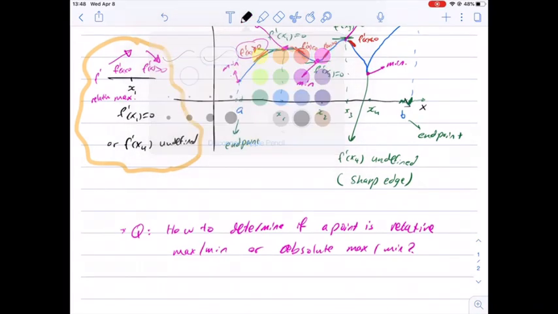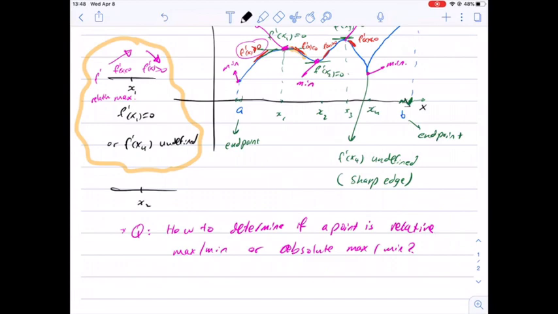Relative maximum. Now, if we look at the point x2, look at the derivative. The derivative is negative to the left and positive to the right. That means it's decreasing from the left and increasing from the right of x2, and this means that this point is relative minimum. Now all points, whether they are relative max, relative min, or absolute max, absolute min, we can call them relative extrema. So every point of these is relative, but not every one of them is absolute.